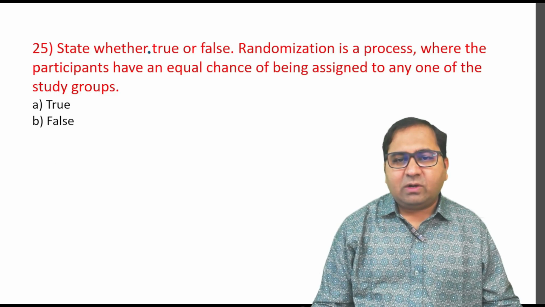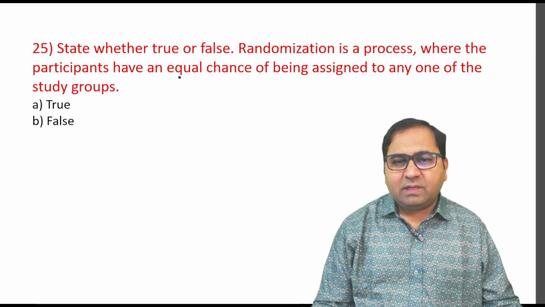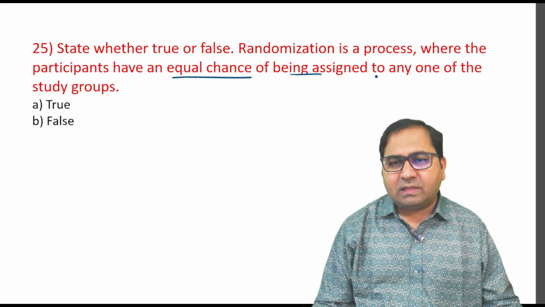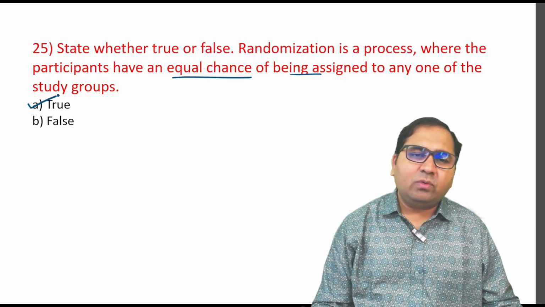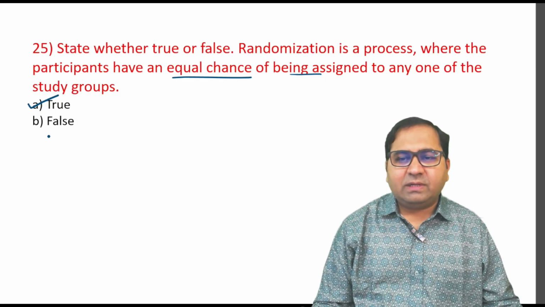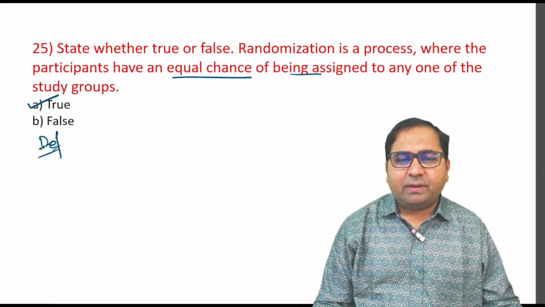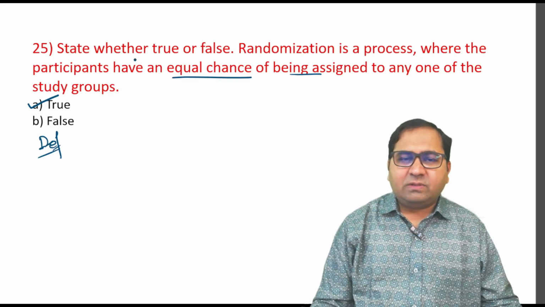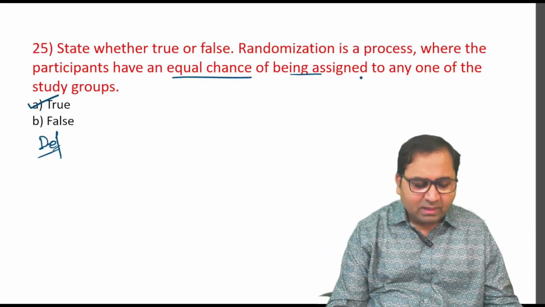Next question, state whether true or false. Randomization is a process where the participants have an equal chance of being assigned to any one of the study groups. It is absolutely a true statement. This is the definition of randomization. Okay, you have to please remember this point. It is a process where the participants have an equal chance of being assigned to any one of the study groups.